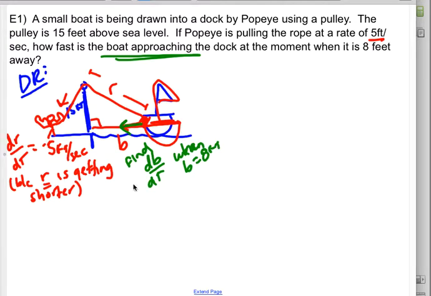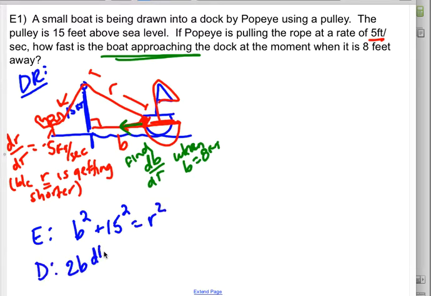I need an equation that relates them. Not surprisingly, it's going to be the Pythagorean theorem again, right? So B squared plus 15 squared equals R squared. I differentiate and get 2B dB/dt plus 0 equals 2R dr/dt. I would suggest you just divide everybody by 2 to make your life a little bit easier.